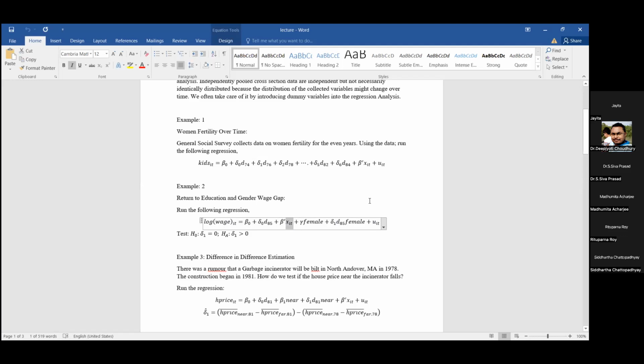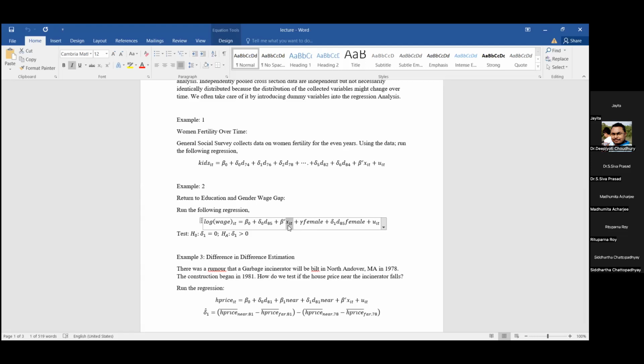These control variables are basically education and experience squared, and whether the person is in the union or not. My objective over here is to check the return to education and whether this return to education has changed for the female population from 1970 to 1985 in the USA. Okay, so I run this regression.